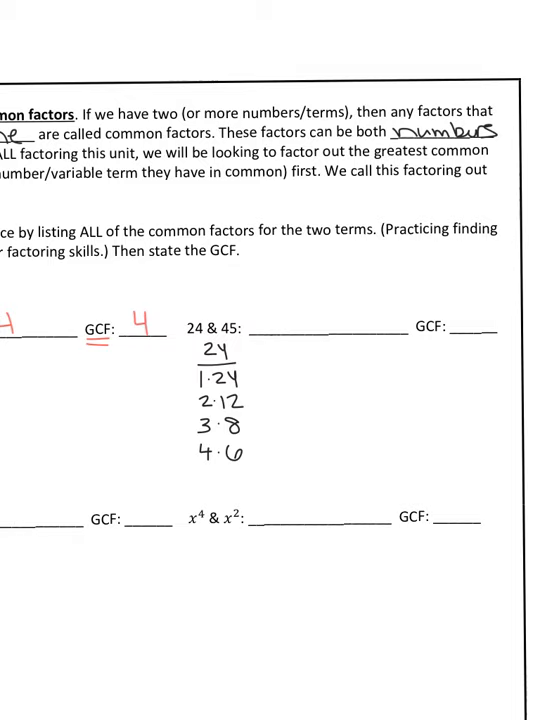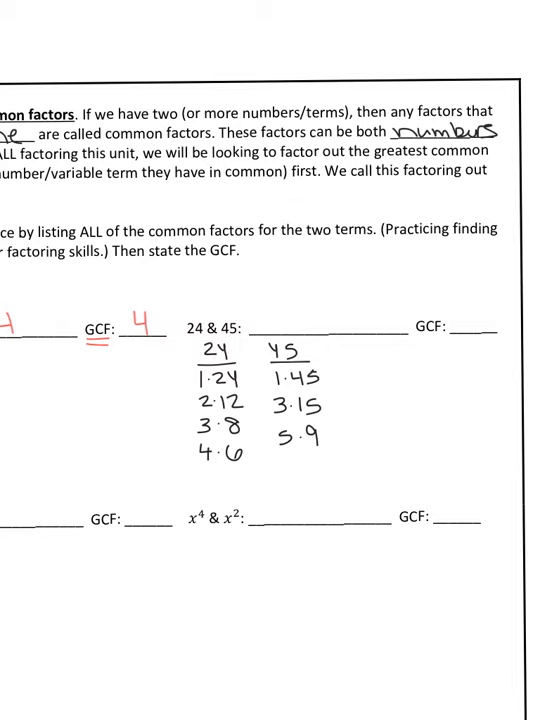And then we look at the factors of 45. And I have 1 times 45. 2 does not go in. 3 does though. 3 times 15. 4 does not go in. 5 goes in. 5 times 9. 6 does not go in. 7 does not go in. 8 does not go in. Then we're back to 9. It's already on our list. So here are my factors of 45.